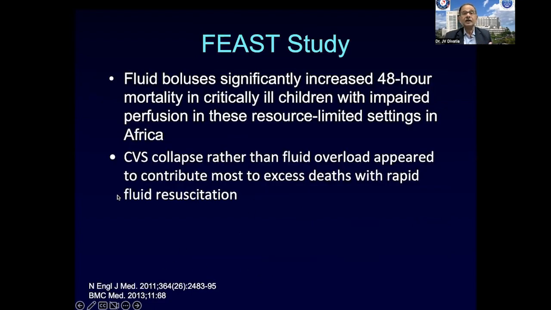So this trial actually showed that fluid boluses increase the 48-hour mortality in critically ill children with impaired perfusion in these resource-limited settings in Africa. And when they examined the cause of death and the presentation of the patients, they found that cardiovascular system collapse rather than fluid overload appeared to contribute to most of the excess deaths with rapid fluid resuscitation.